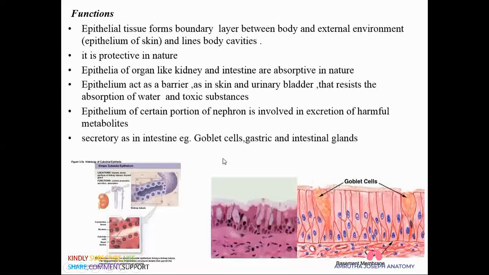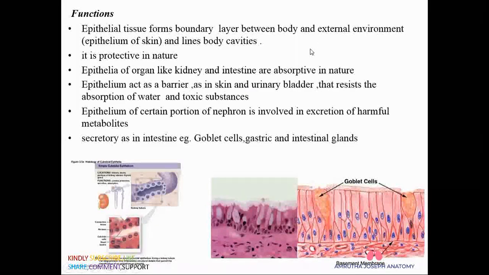What are the functions of it? Epithelial tissue forms a boundary layer between the body and the external environment. The best example is skin. So skin is making a boundary between the layers of cells, making a differentiation between the body and the external environment. It is a barrier. Not only that, it also lines the body cavities. You have body cavities like chest, thorax, abdomen. Inside these body cavities, it is lined by epithelium.